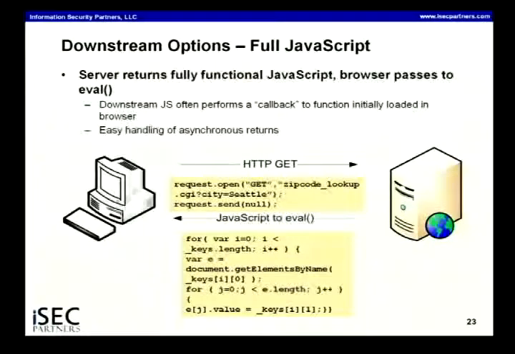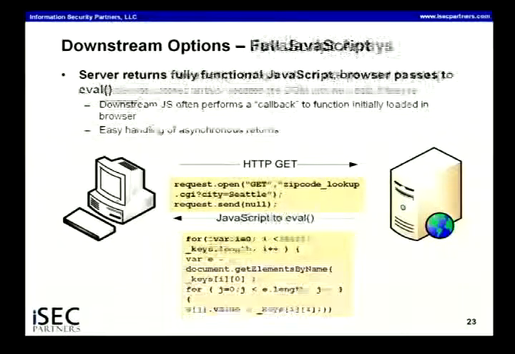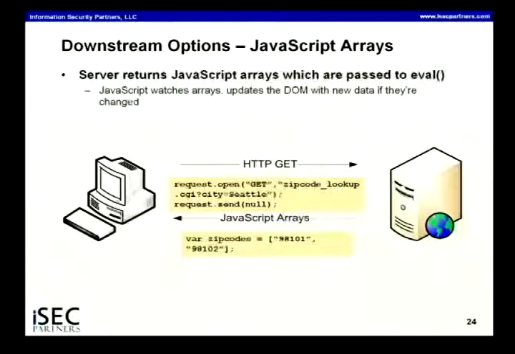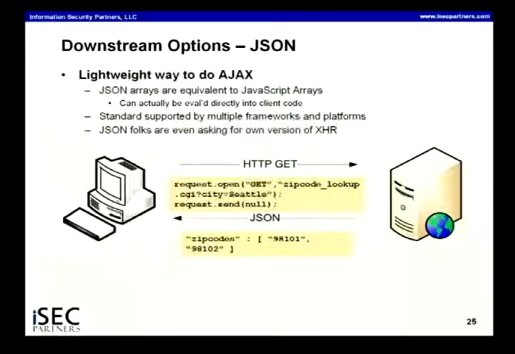Same client request, and the JavaScript comes back down from the server, which is plugged right into eval. JavaScript arrays, same sort of thing. The server sends back JavaScript arrays, and JavaScript that's already running in the page watches to see if those arrays got modified, and it updates the DOM with the new data. JSON, the lightweight way to do Ajax, which in half the examples is just as heavy as XML, actually. Same request, and it looks a lot like JavaScript arrays, but it's a little bit different.